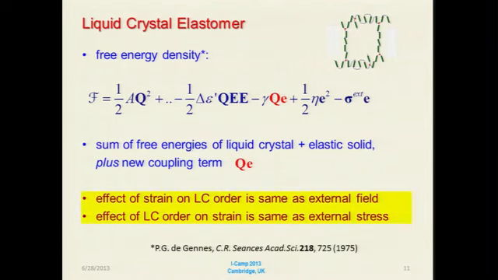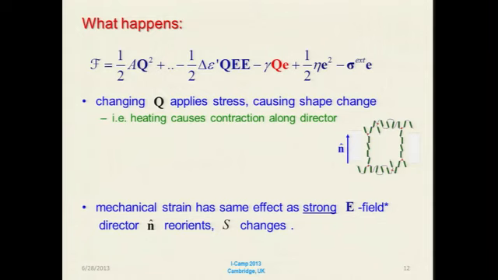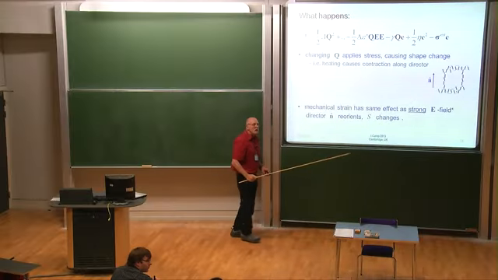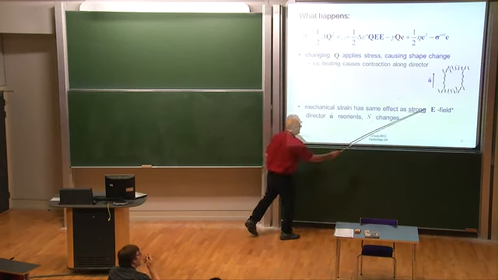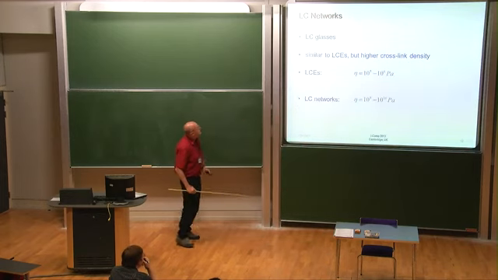So I think that's a useful way of thinking of these materials because it gives you an intuitive sense of what happens when you put different excitation on there. So for example, if you were to heat the sample, as we've heard already, then that changes Q. That essentially is equivalent to a stress, and you find a shape change as a consequence of that. And similarly, mechanical strain, if you stretch the elastomer, has the same effect as a strong electric field. And now I'll come back to how strong an electric field, but it turns out that it's pretty significant.